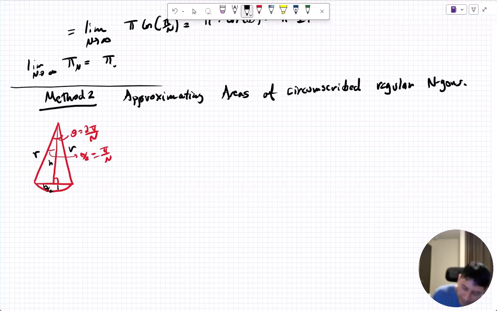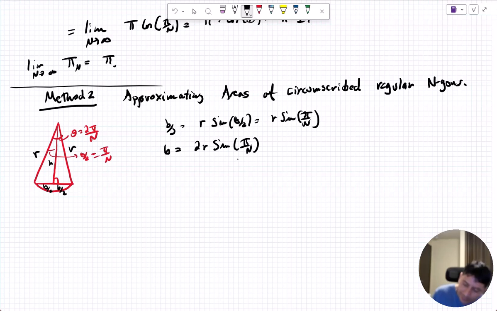Base over 2, base over 2, right? So we already know what base over 2 is. It's r times sine of theta over 2, which is equal to r times sine of pi over capital N. So that means that the base itself is going to be equal to 2r sine of pi over N.